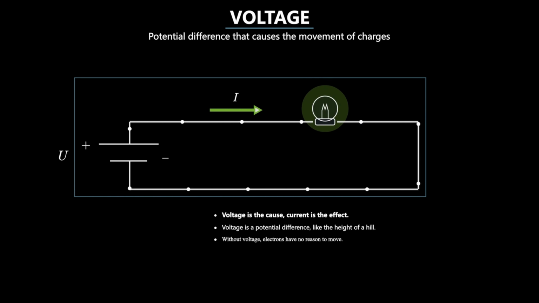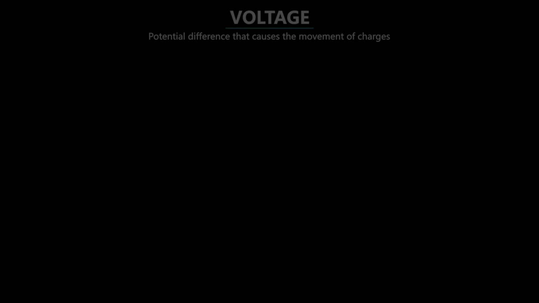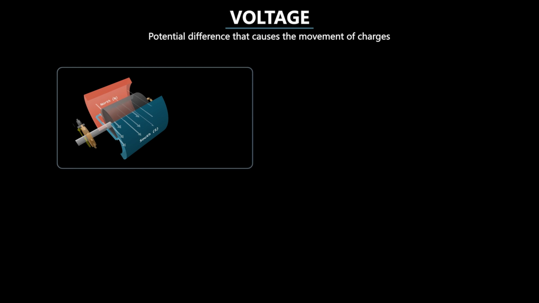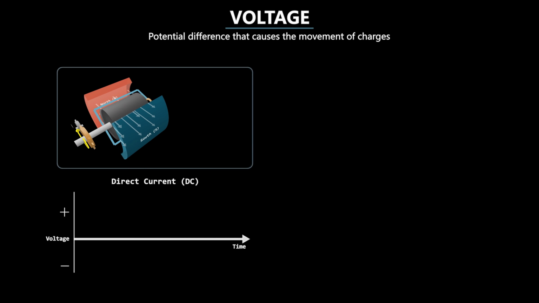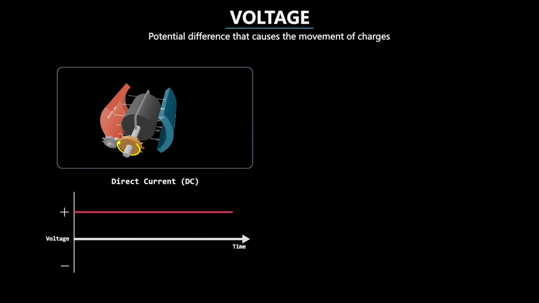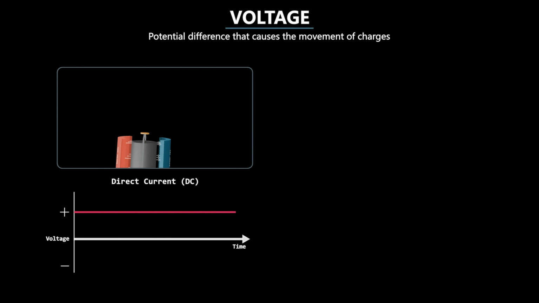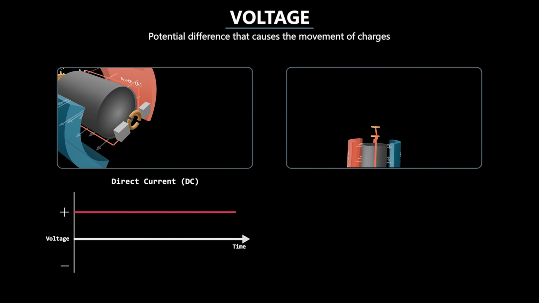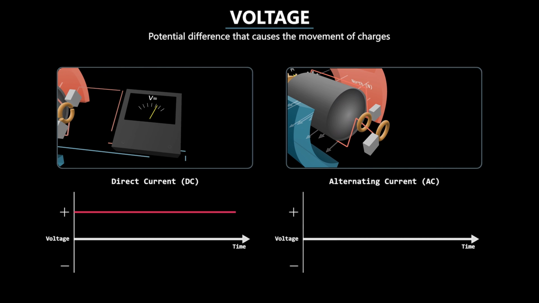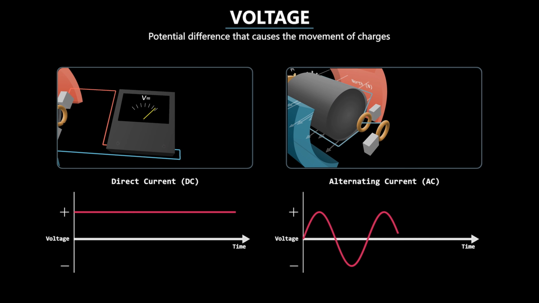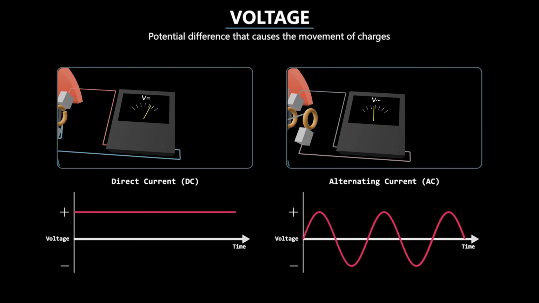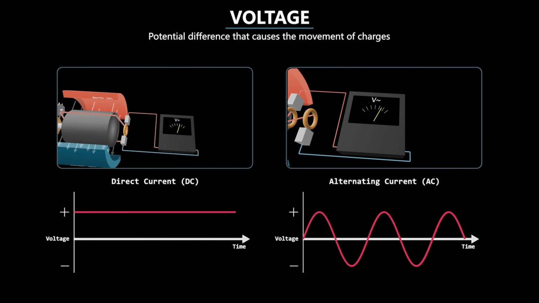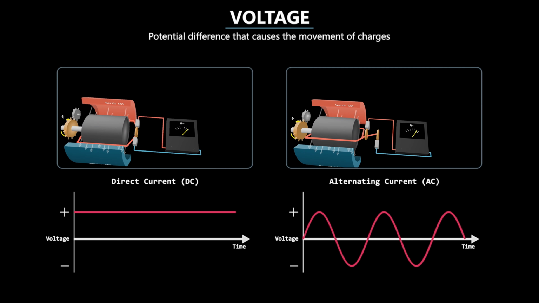In the end, this necessary voltage can be produced, for example, by a DC or AC generator. DC generators produce direct voltage. It pushes current only in one direction, which is why its graph over time looks like a straight line. On the other hand, AC generators, like the ones used in power plants, produce alternating voltage. It rhythmically changes its polarity, pushing electrons back and forth, which creates the well-known sinusoidal wave on a graph.